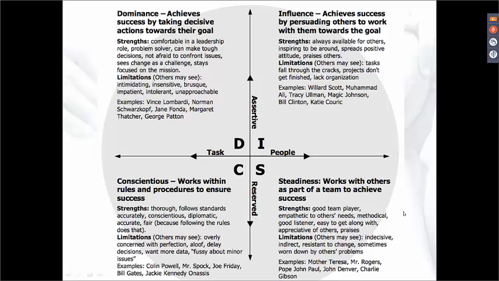Now you just need to know, are they dominant or influencer, and to determine that, you're going to determine whether or not they're task-oriented or more people-oriented. Remember, do you hear "I think" or "I feel" more often? That will help you determine whether it's a dominant person or an influencer.